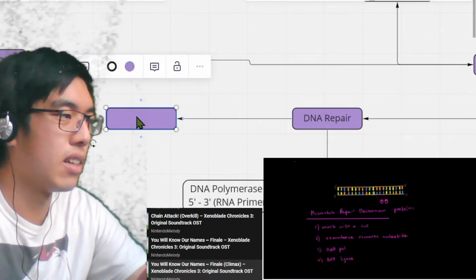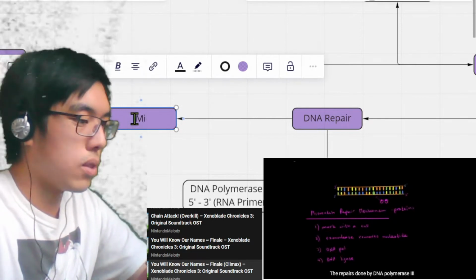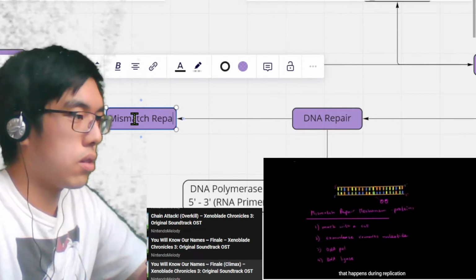And so here's our repaired DNA. And just to clarify, the mismatch repair mechanism that we're talking about here happens after replication. The repair done by DNA polymerase 3 and DNA polymerase 1 that we discussed before happens during replication or at the end of replication.